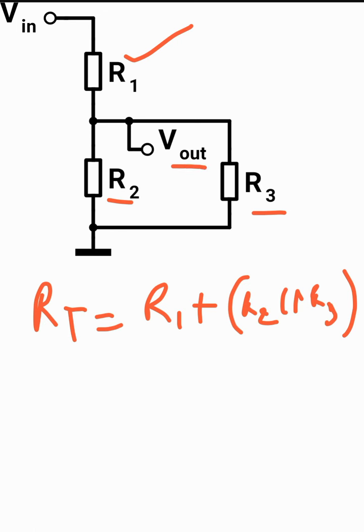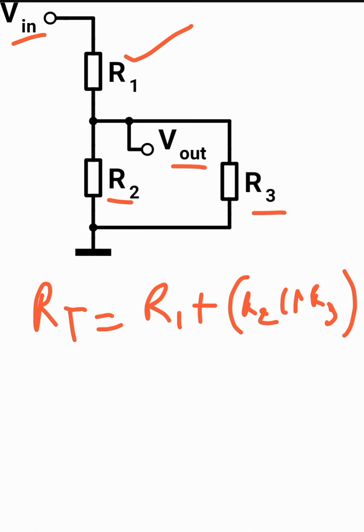Now V out would be calculated simply by applying a voltage division rule. That is the first possibility, and the second possibility is by applying Ohm's law. By applying Ohm's law, you calculate the total current that flows into the circuit, and then the current that will flow through each of these resistors multiplied by the value of that particular resistor will give you the voltage drops across that particular resistor.